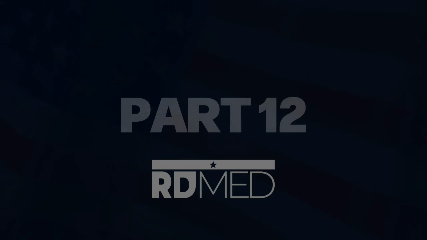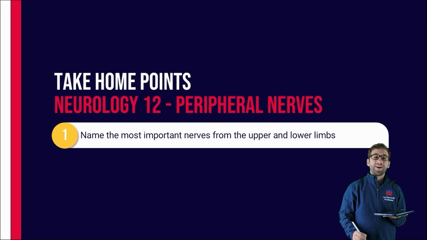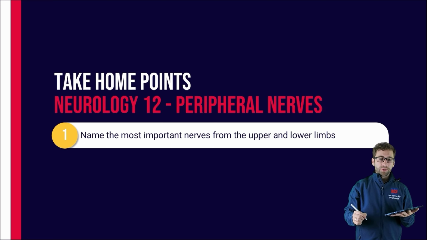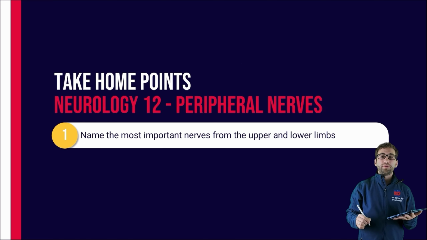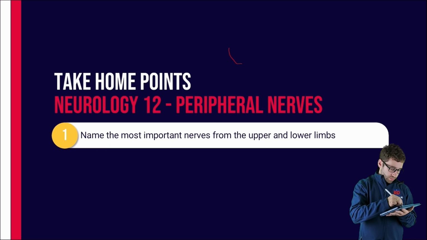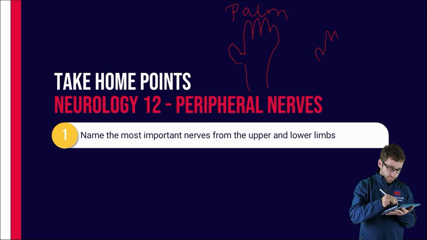Part 12. Welcome to our take-home point session for Neurology 12, focusing on peripheral nerves. First question, name the most important nerves from the upper and lower limbs. Well, for the upper limb, let me draw here. I'm not the best drawer. This is the palm. This is the dorsum of the hand.